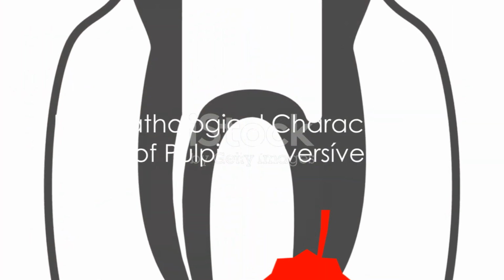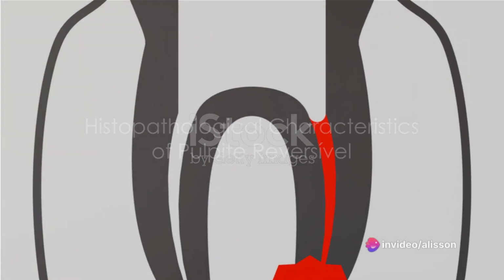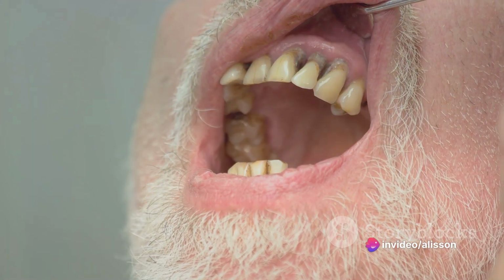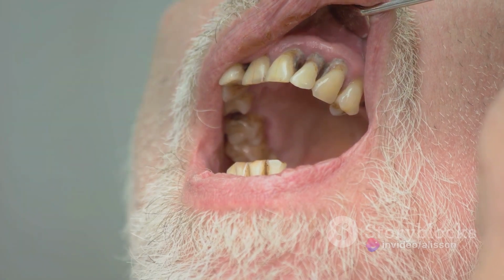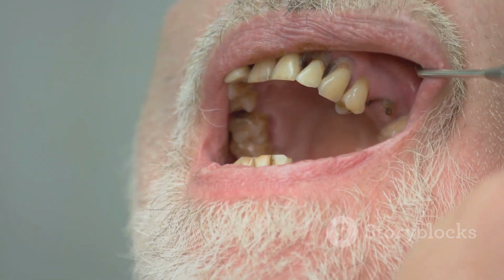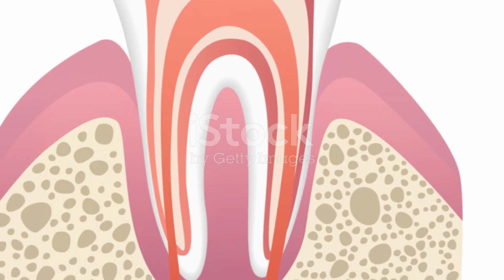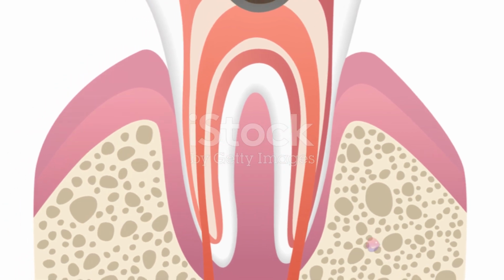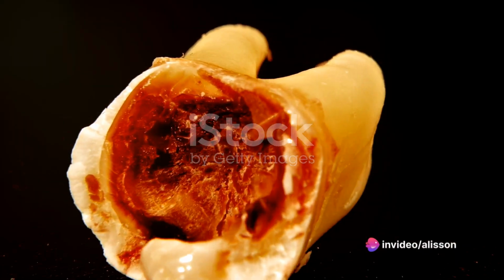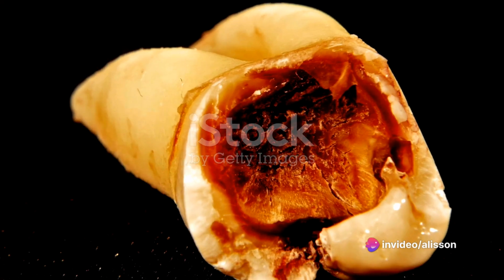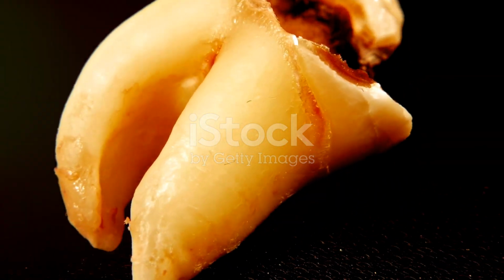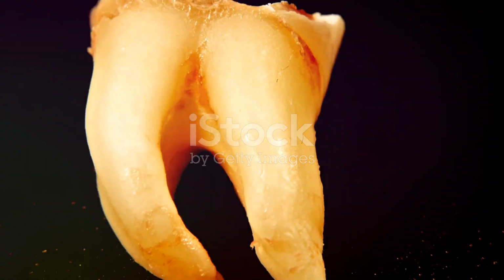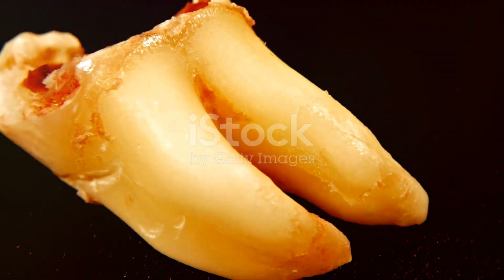So what happens inside your tooth when you have pulpite reversible? Well, let's dive in and explore the histopathological characteristics of this condition. When a tooth experiences a deep carious lesion, the pulp, the innermost part of the tooth, responds with what we call pulpal hyperemia. This is basically an increase in blood flow to the area. Along with this, the pulpal blood vessels dilate or expand. But why does this happen? This is the tooth's way of bringing in more nutrients and immune cells to the injured site.